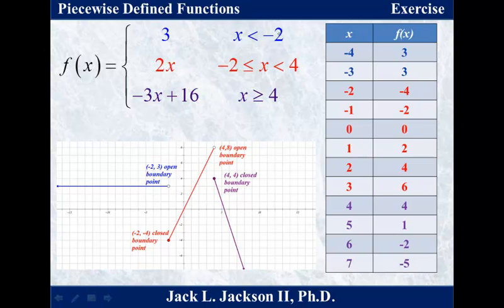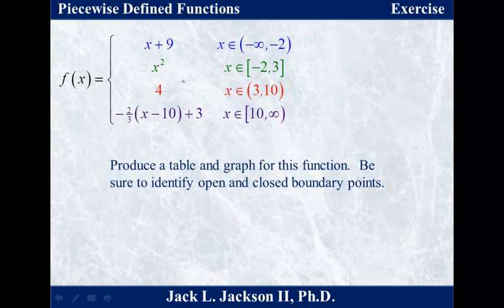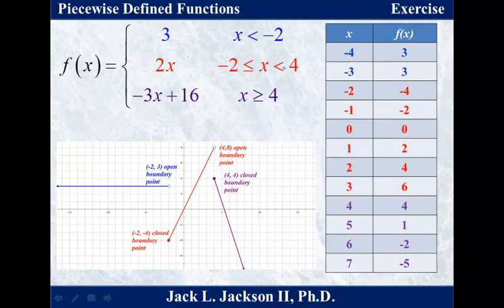So you need to go ahead and plug in this negative 2 in this formula and get that point negative 2, 3. But since it's not an or equal to here, it's not actually in the table. It shows up on the graph as an open circle, open boundary point. You do put in the negative 2 in the formula here and get negative 4. Since there is an equal to here, that negative 2, negative 4 is in the table and it's a solid dot on the graph. You do plug in 4 in this and get 2, 8.